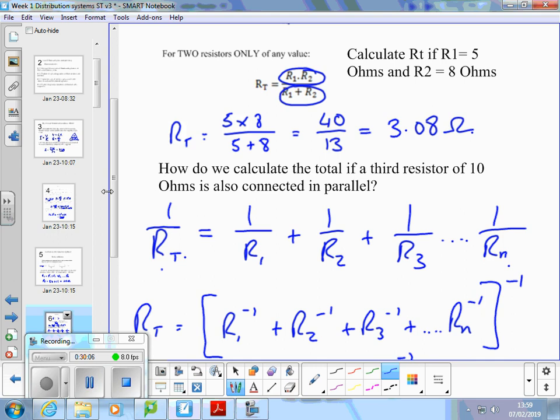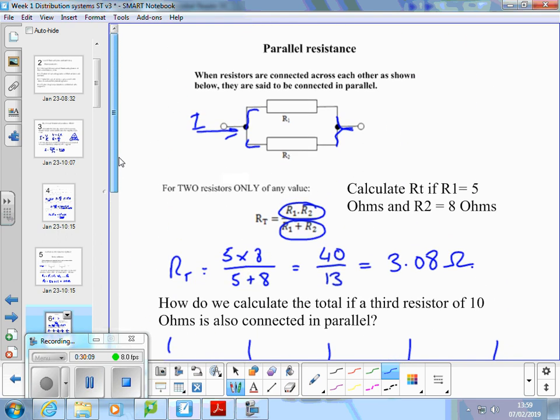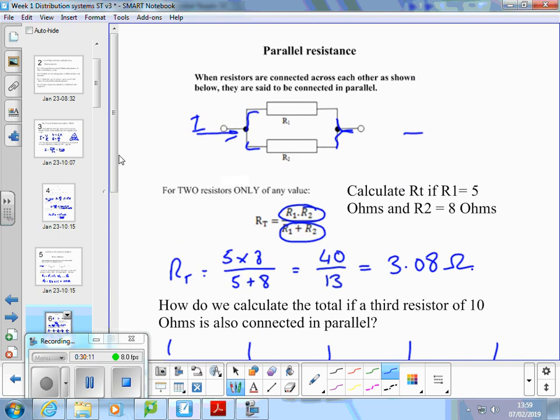Alright. We might meet circuits later on where we've got a resistor in series and two in parallel, like so, a combination. Where you would deal with that is you'd calculate the total of those two in parallel and then add that one on afterwards. So you're kind of turning it into an all series circuit by getting the equivalent of these two and then adding that one on afterwards.